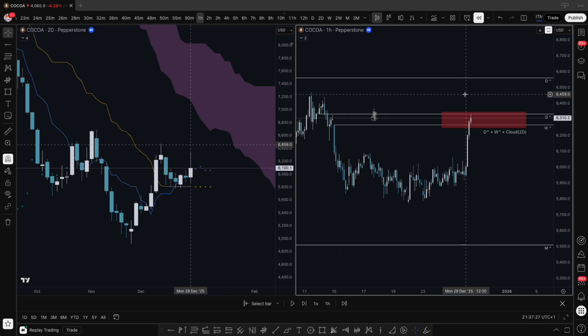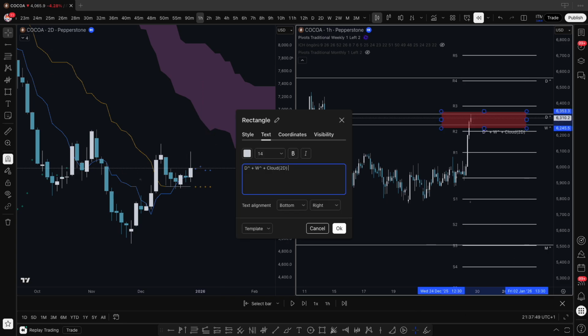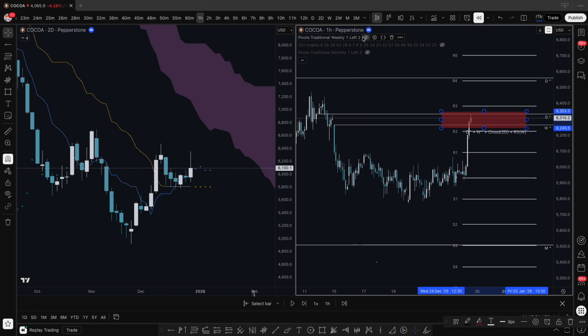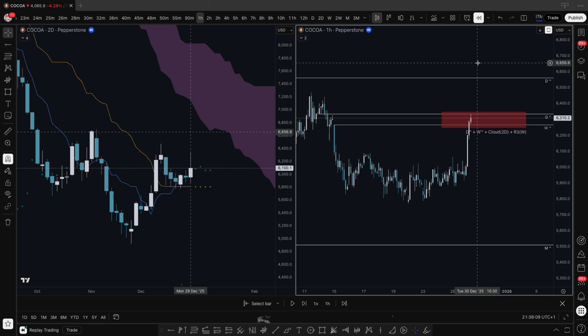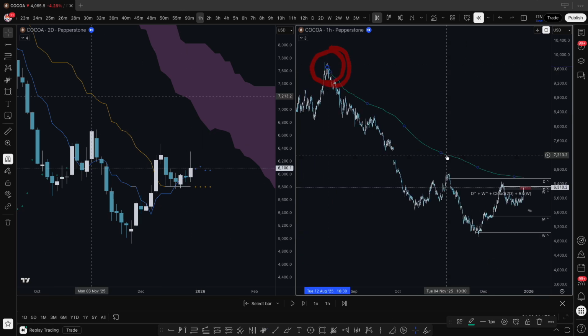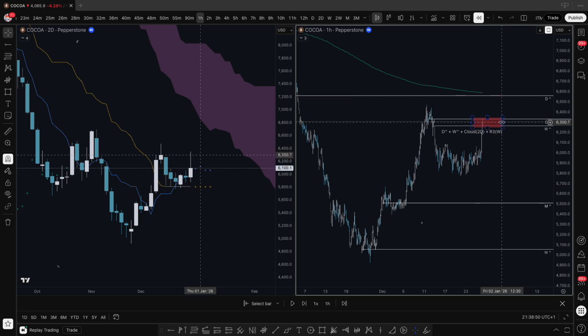Okay, let's look at pivot points. We have R3 weekly, also near our area of interest. Let's write it down. Let's look at monthly pivots. They are far away from our area of interest. Alright, so let's look at anchored VWAP from this swing high. Okay, so we are not that far away from it, so it also might act as an additional confluence.